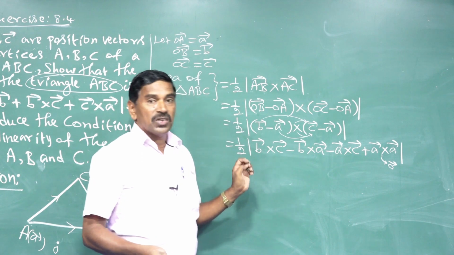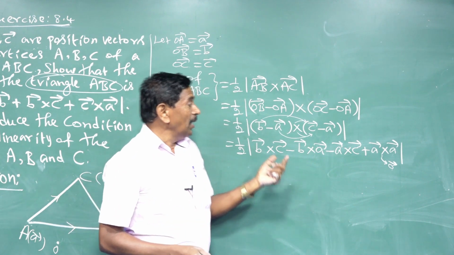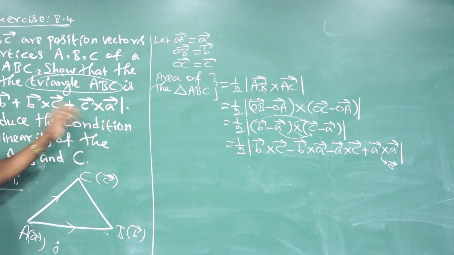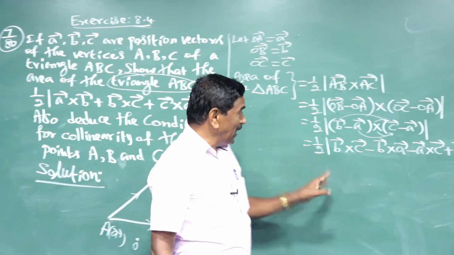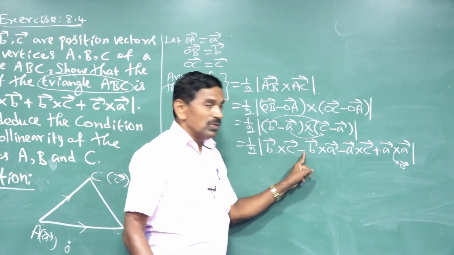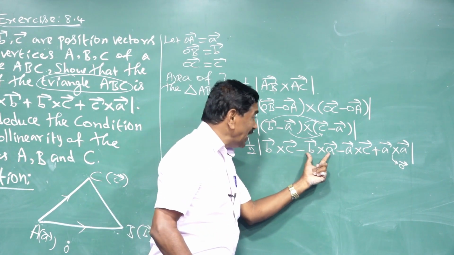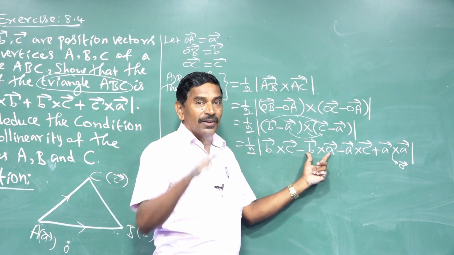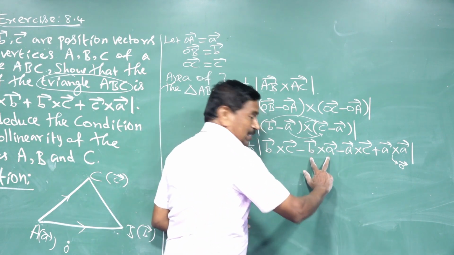And how many terms remain? Yes, very good, 3 terms. But for the required answer, we need all positive terms. Listen: positive, positive, positive. That is why we want to make the negative positive. Can you tell me what is minus B cross A equal to? Very good. Minus B cross A equals plus A cross B.